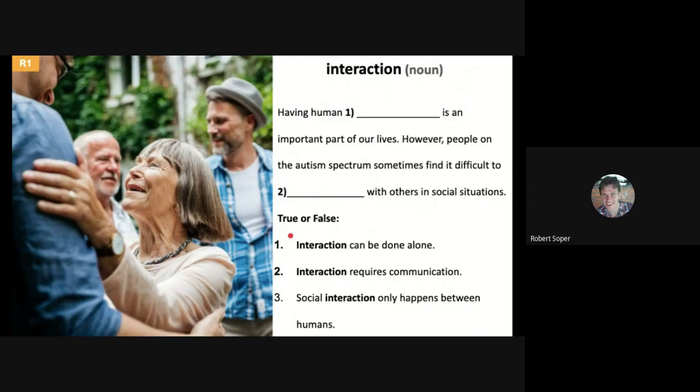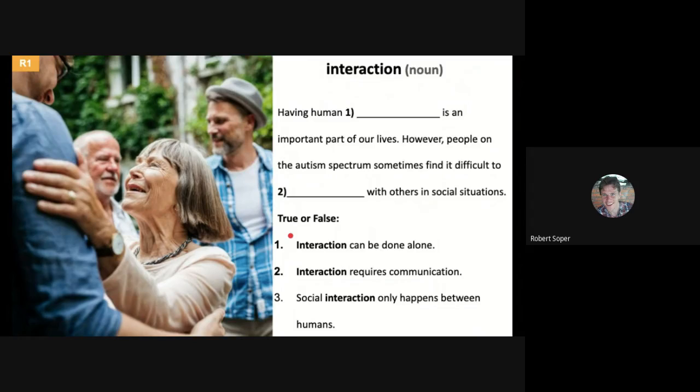Number 2, interaction requires communication. So interaction needs communication. The correct answer there would be true. You need to be able to communicate to be able to interact with someone. And we can interact and communicate in lots of different ways. Some of us communicate and have an interaction online, and others do it face to face. But it's still, all interaction requires communication of some kind.